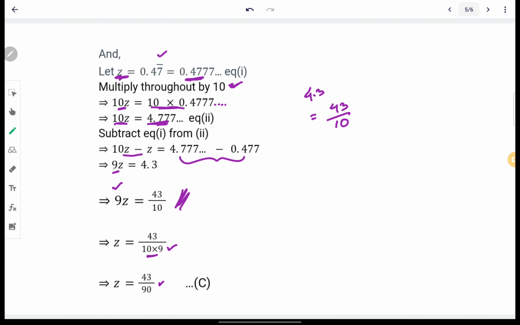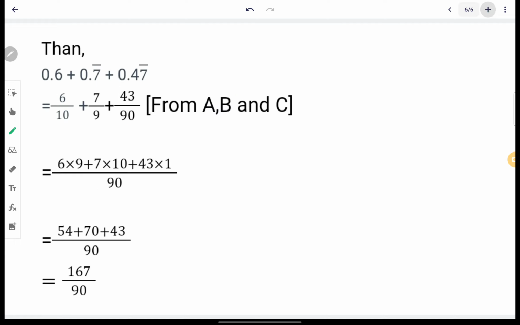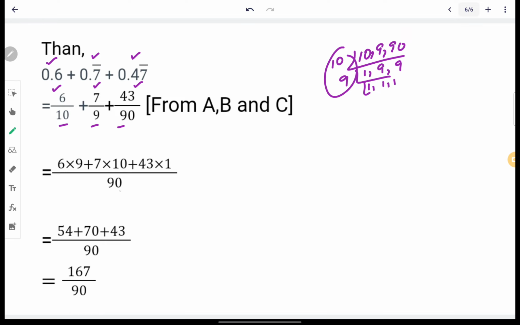Now as you can see we have found out all the values. The last step will simply be putting it together. 0.6 we can write as 6 by 10, 0.7 bar we got as 7 by 9, and then 0.47 bar we just got to be equal to 43 by 90. Once we're done with that, look at the denominators, they are not the same, which means we have to find the LCM. LCM of 10, 9, and 90: 10 ones are 10, then 9, then 10 nines are 90, then 9 one time, so the LCM is obviously 90.